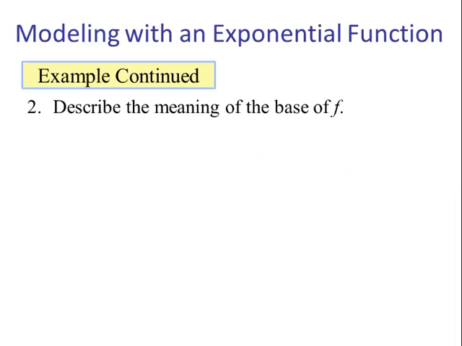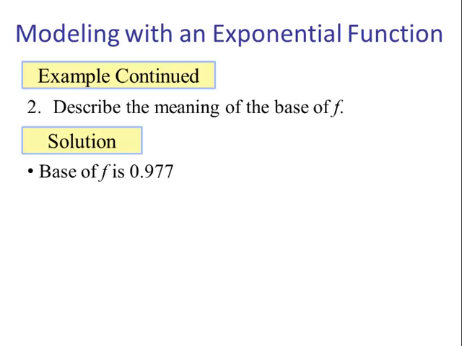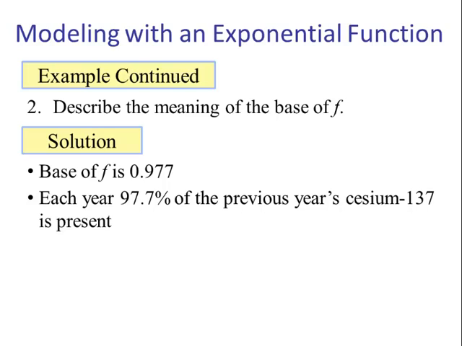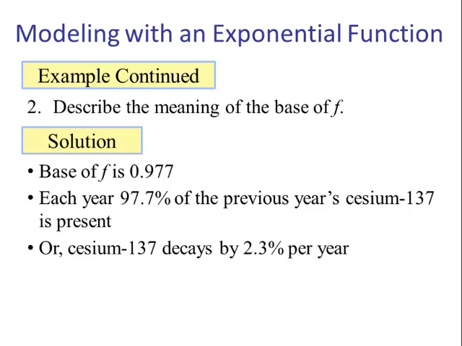Number 2, describe the meaning of the base of f. Well, the base is 0.977. And that means for each year, 97.7% of the previous year's cesium-137 is present, or cesium-137 decays by 2.3% per year. So if we take 100% minus this, we get 2.3%. So this is the amount that decays each year.